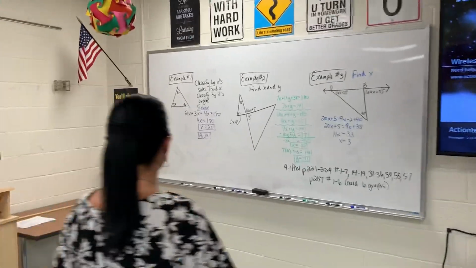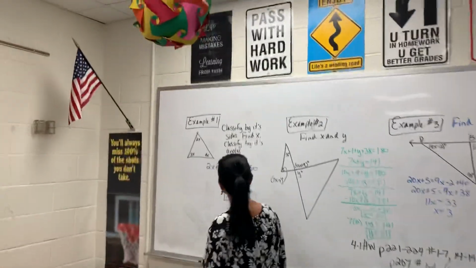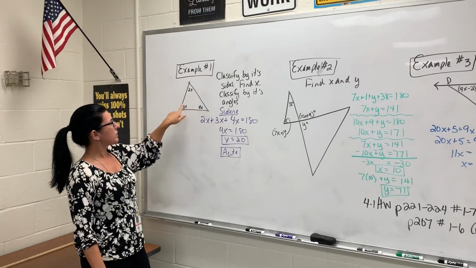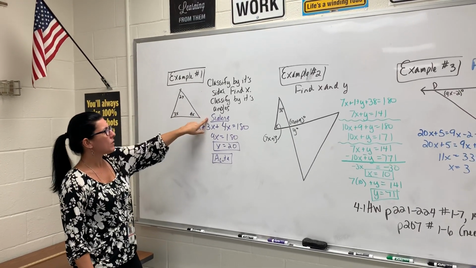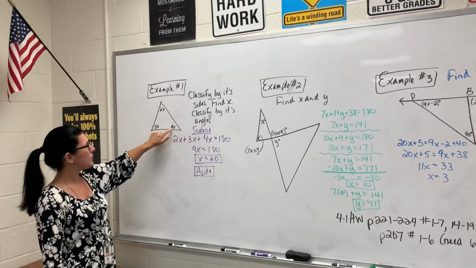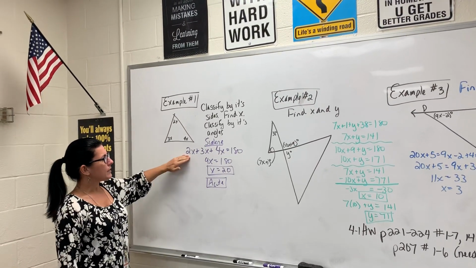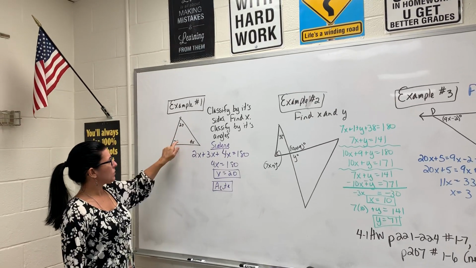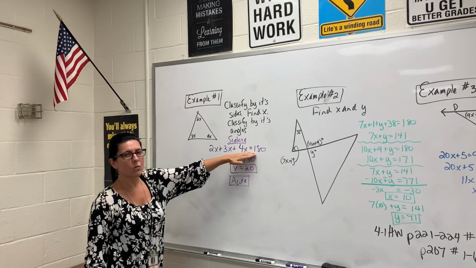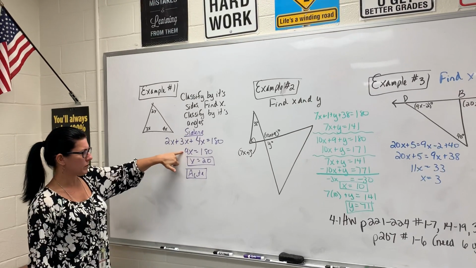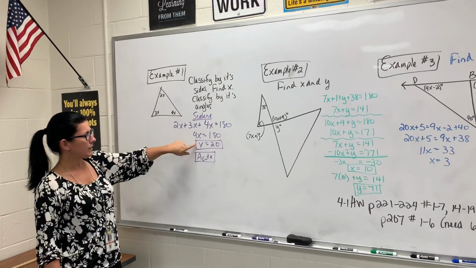First example is pretty simple. We're classifying by its sides and its angles. First of all, looking at our example, 2x, 3x, and 4x. Well, I know that that's going to be scalene because I have different angles, which means I'm going to have 3 different sides. When I set this up, I know that when I add these 3 angles together, it has to add to 180. When I solve this, I combine like terms, divide by 9, I got x is 20.